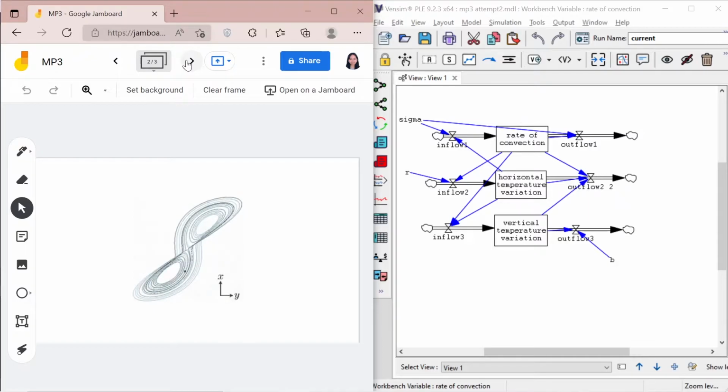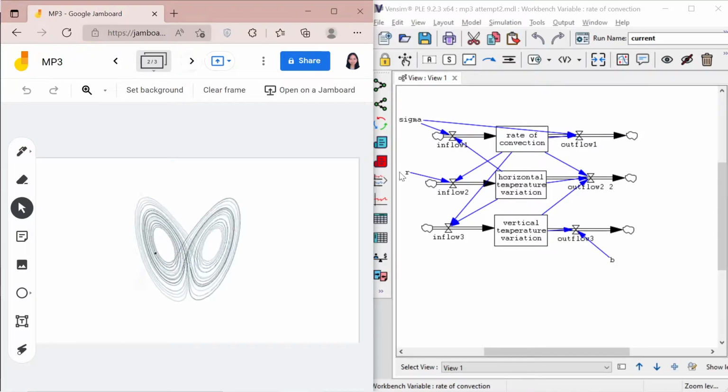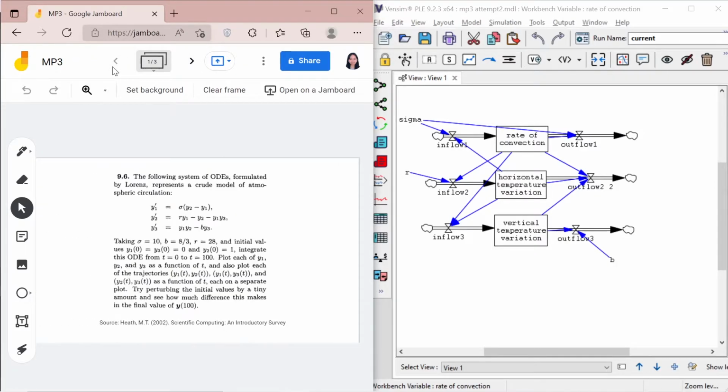This is associated with the butterfly effect. This butterfly effect implies that in the absence of perfect knowledge of the initial conditions, our ability to predict its future course will always fail. The first differential equation indicates the rate of convection. The second equation is for horizontal temperature variation, and the third is for vertical temperature variation.